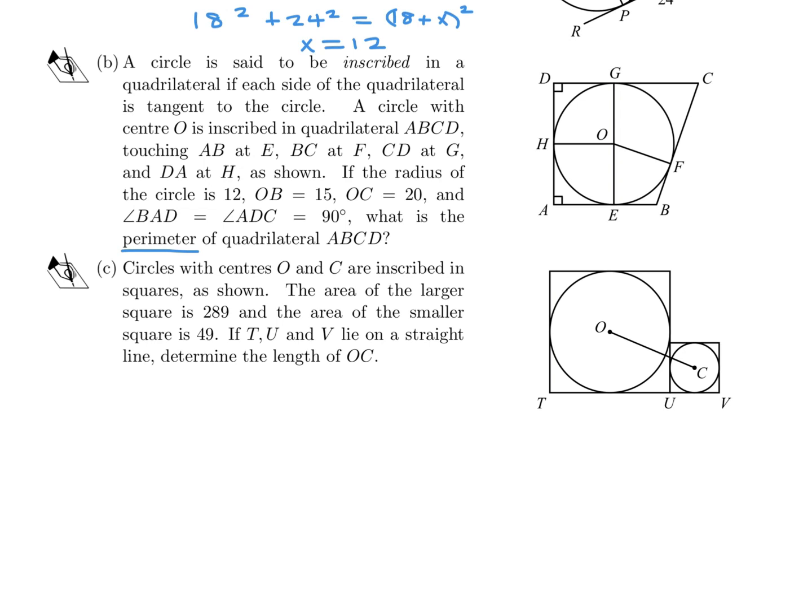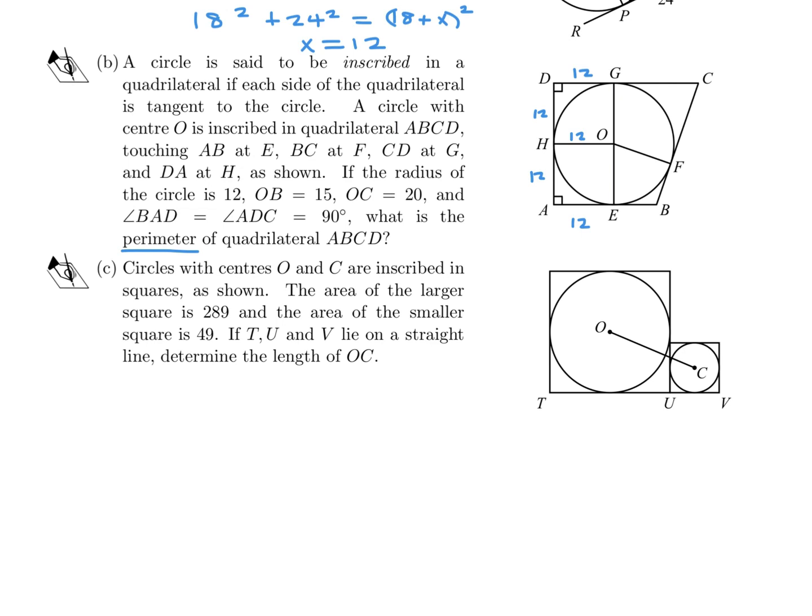Well, some of these we can get immediately. The radius of the circle is 12, so that means this is 12 right here. And if that is 12, then that's 12, that's 12, that's 12, and that's 12. So far so good.